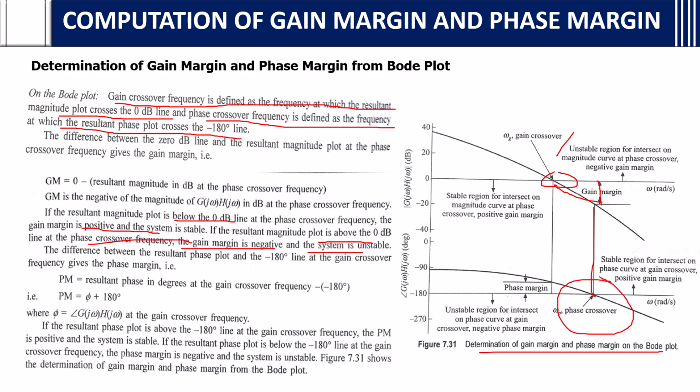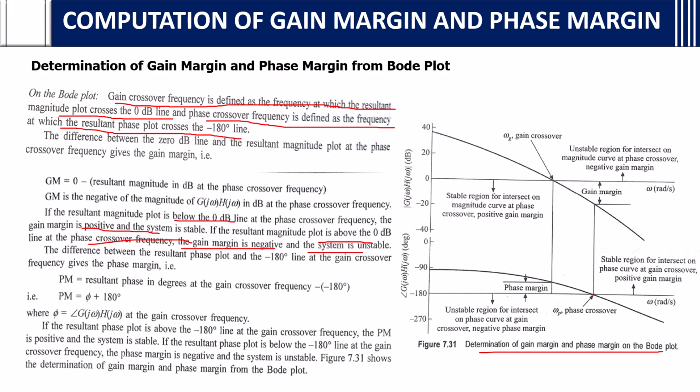See here, in the unstable region, the intersection on the magnitude curve at phase crossover gives a negative margin. You will get negative when the magnitude plot is above the 0 dB line at the phase crossover frequency, and the stable region, the intersection on the magnitude curve at phase crossover, gives a positive gain margin. If it is this side it is positive, if it is this side it is negative, stable and unstable.